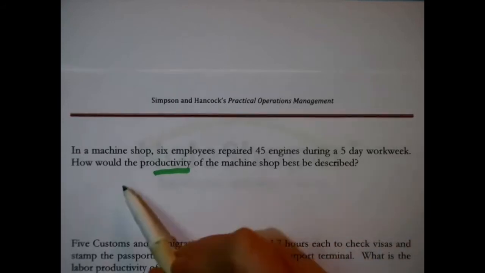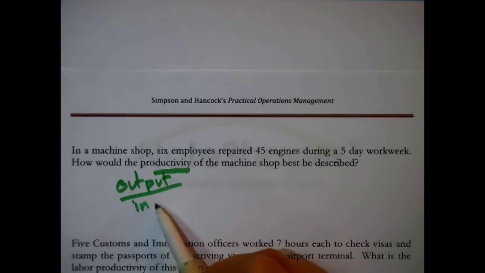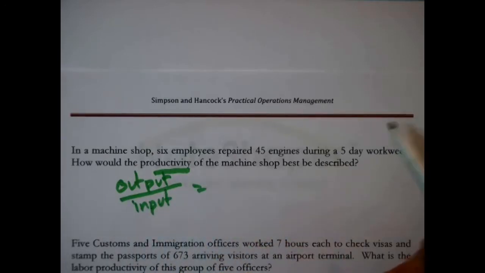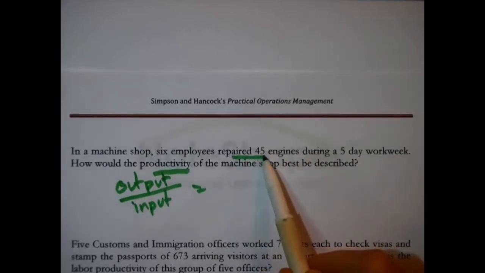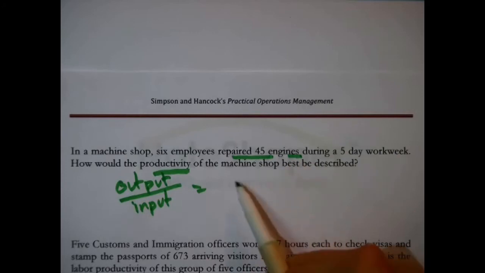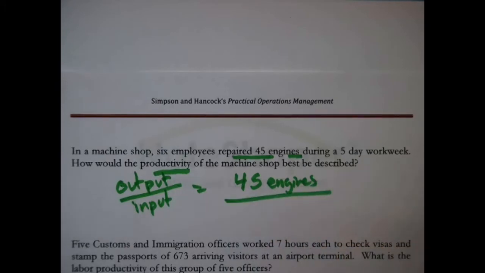That's described. Okay, output over input. I just have to spot which is the output. Well, let's see, what's the actual product here? Looks like they are repairing engines. So 45 engines over what's the input.